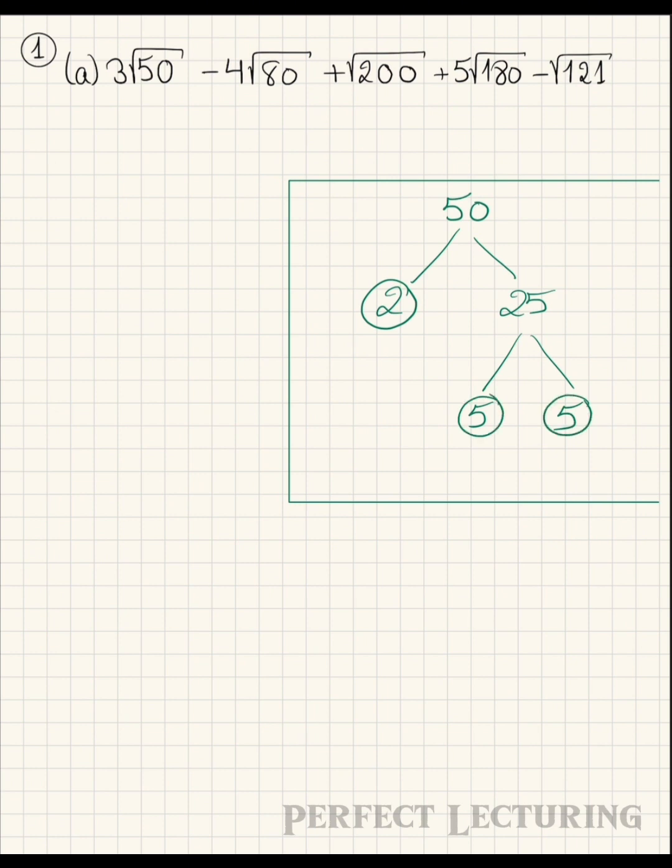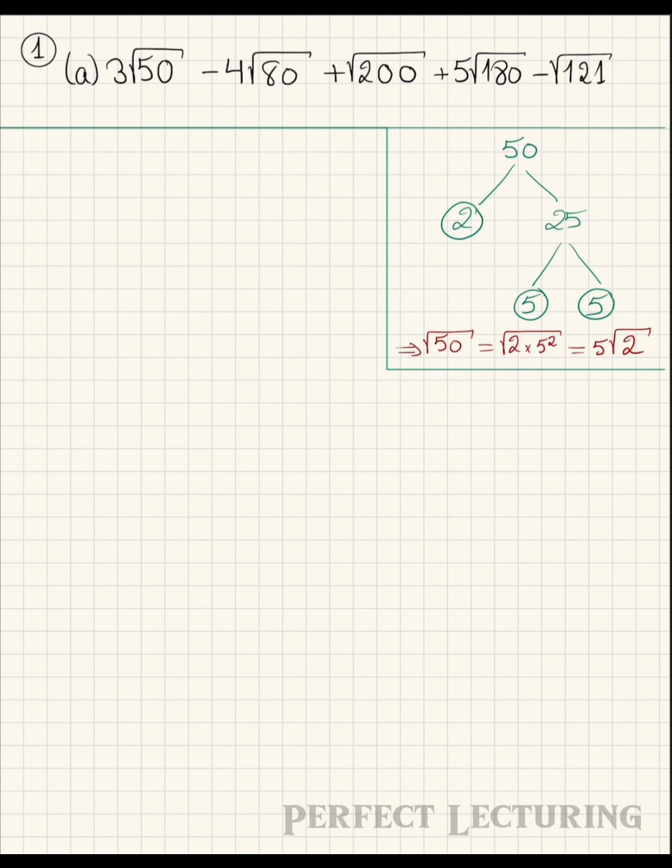So we end up with the square root of 50 being equal to 2 times 5 to the power of 2. And 5 to the power of 2 is a perfect square, which means we take it out, and the answer becomes 5 square root of 2.